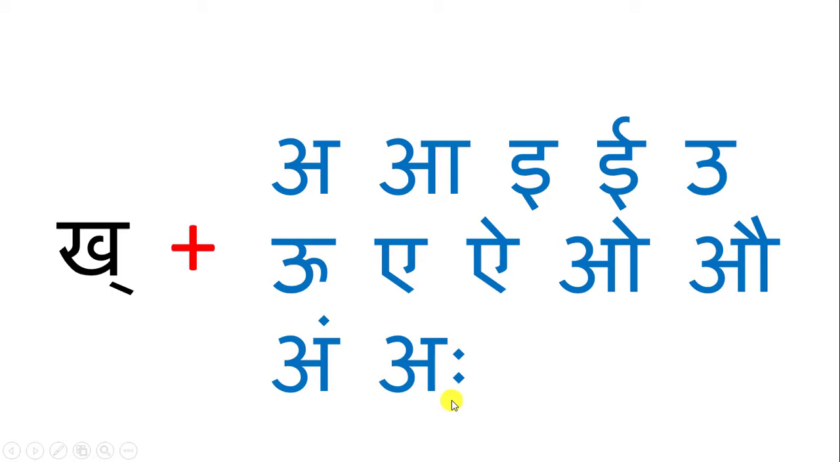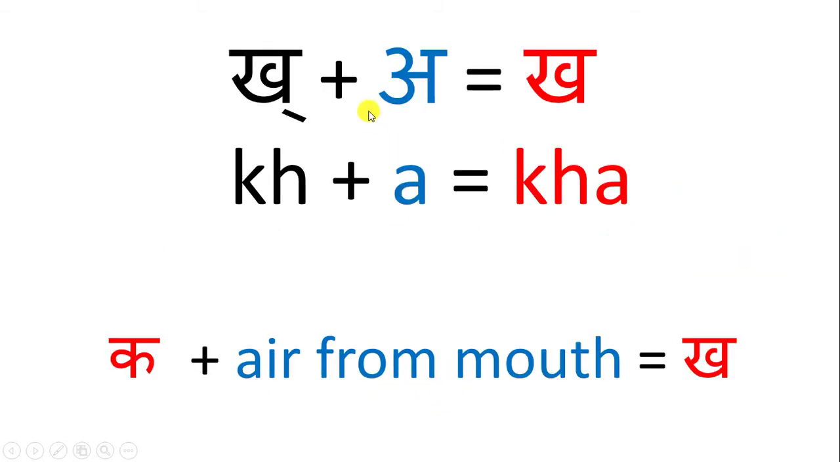Let us start with the first sound, K. You get this sound K when you add K to A. K plus A equals K.